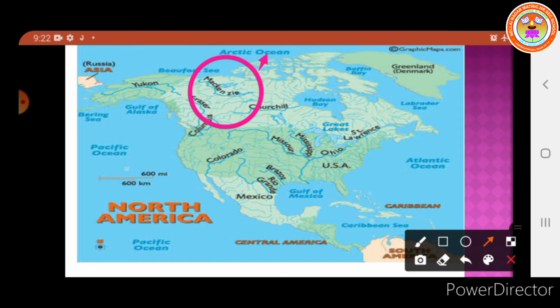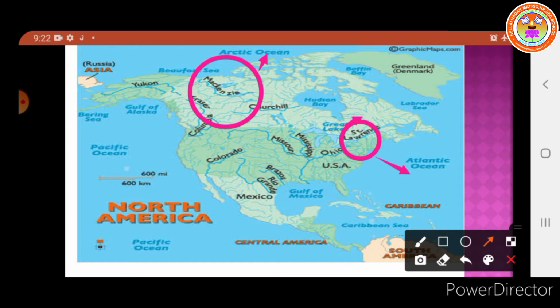Okay, Arctic Ocean. Next, the St. Lawrence has its origin in Lake Ontario, which flows northeast and drains into Atlantic Ocean. Where is the St. Lawrence? Here the St. Lawrence River drains into Atlantic Ocean.